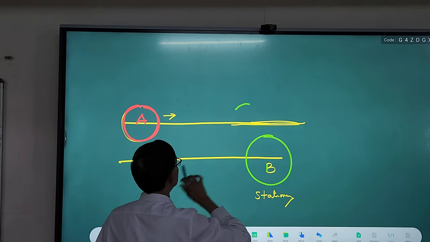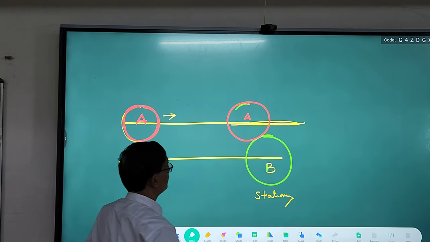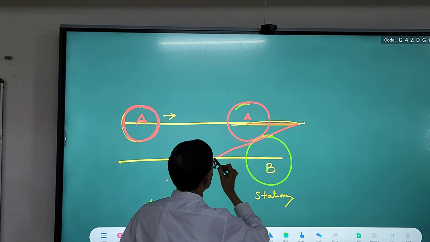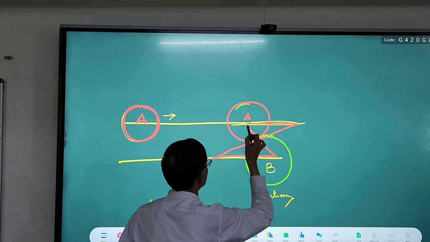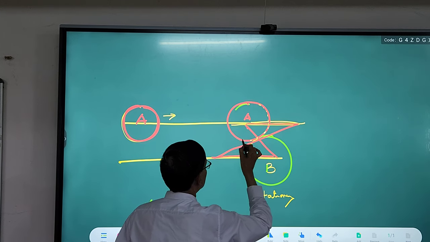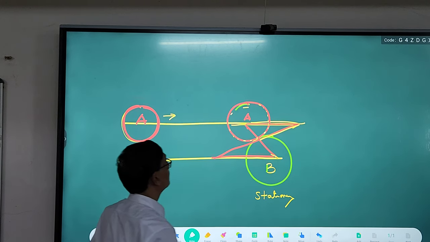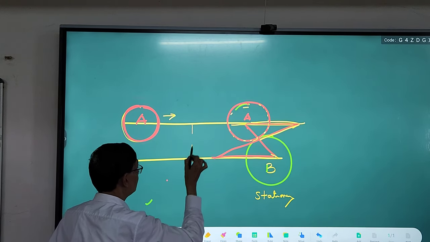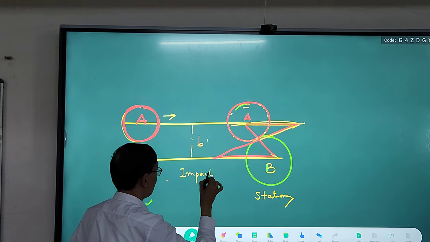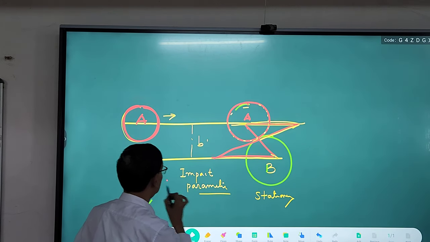So A. So the line of centers, you know this center, you can call it a dot. Here, this is an imaginary plane. Again, you have seen all these things. And this B is called the impact parameter. Impact parameter, which is also very important.